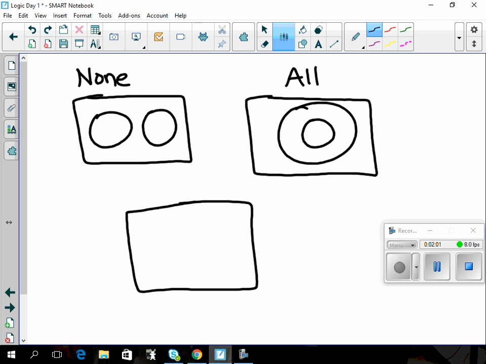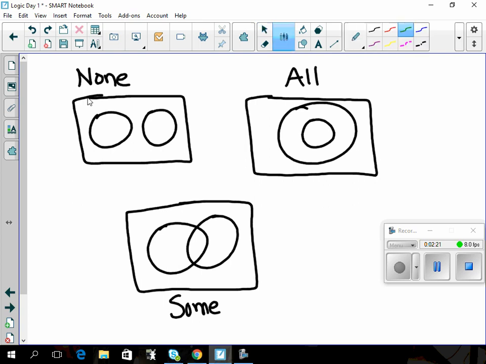And then the other that we see is when sometimes they just overlap. And what word might you use to describe that? Some, okay? So these are the basic 3 scenarios of Venn diagrams: all, some, or none, okay? All is often a special case because we can translate that to what's called a conditional statement.